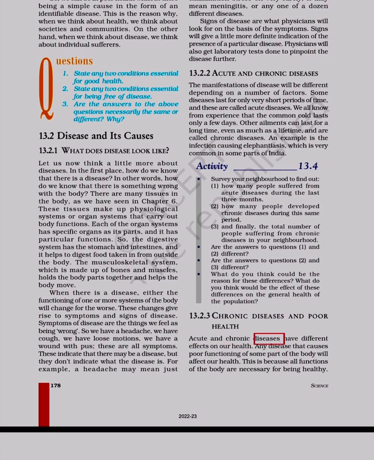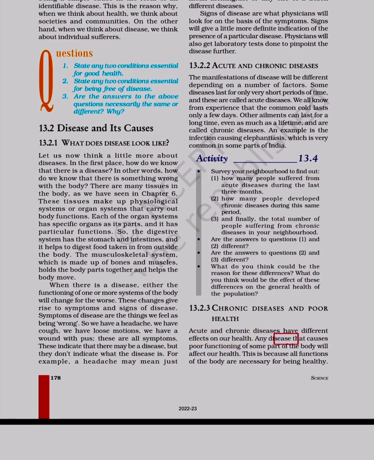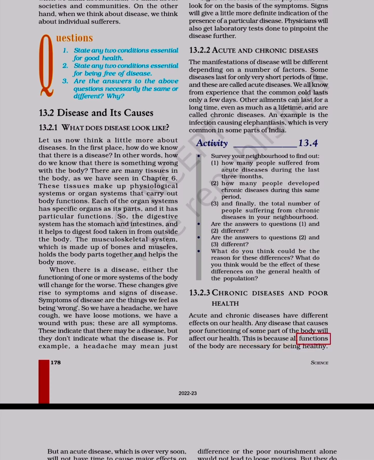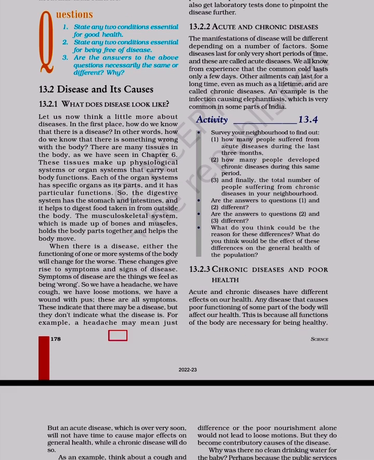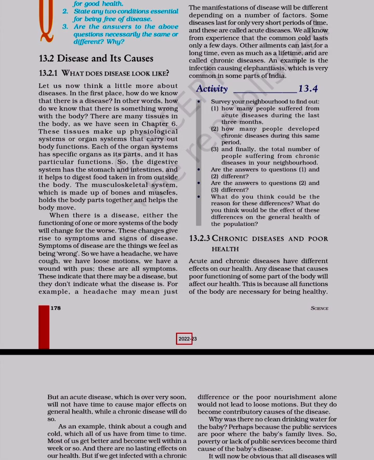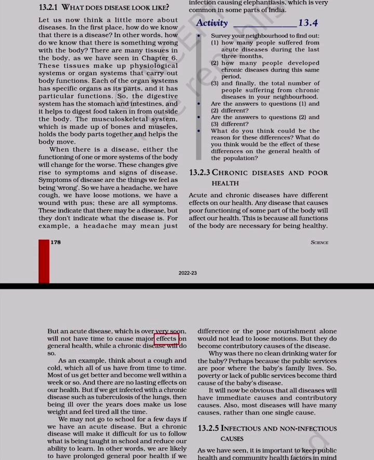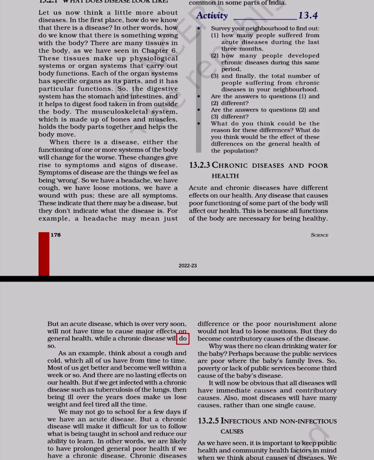Acute and chronic diseases have different effects on our health. Any disease that causes poor functioning of some part of the body will affect our health. This is because all functions of the body are necessary for being healthy. But an acute disease, which is over very soon, will not have time to cause major effects on general health, while a chronic disease will do so.